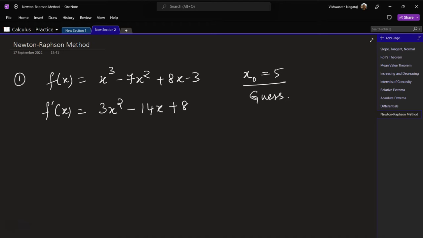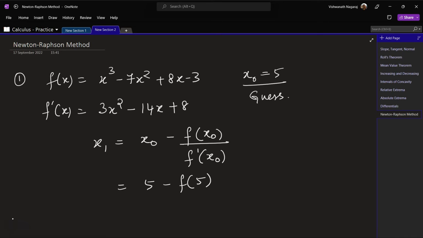Okay, and this is where the fun starts. Our much better approximation, that is x1, is going to be x0, our initial guess, minus f of x0 divided by f prime of x0. If we do the substitutions, what do we get? 5 minus f of 5 divided by f prime of 5.